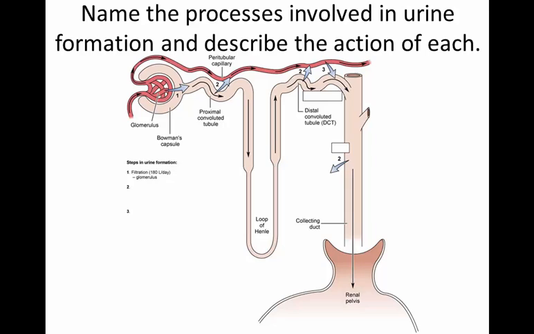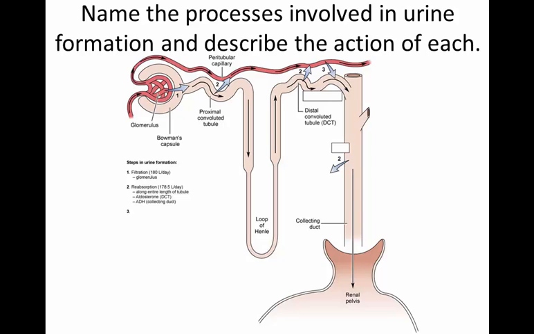You might ask the question, well, 180 liters per day, but I don't urinate 180 liters worth of urine each day. And that's because, again, this is just the first step in urine formation, and two other steps are important in getting us down from the 180 liters per day that is actually filtered down to the approximately 1.5 liters that we actually urinate on average per day.